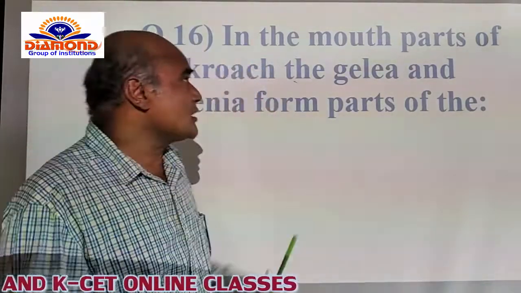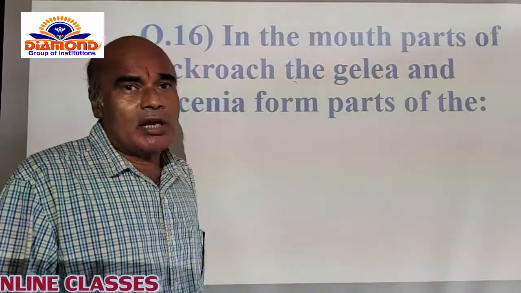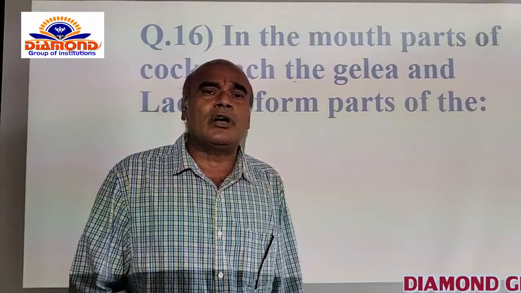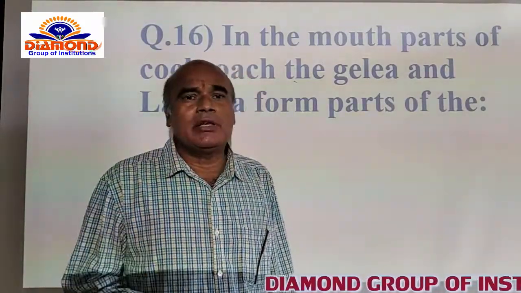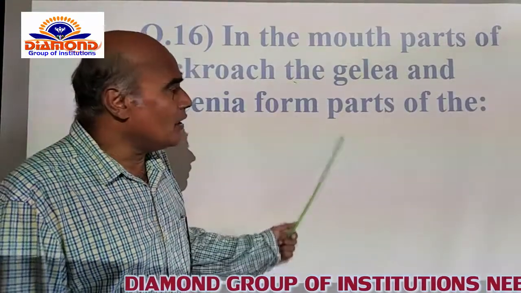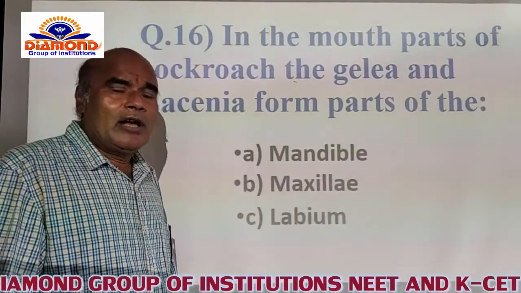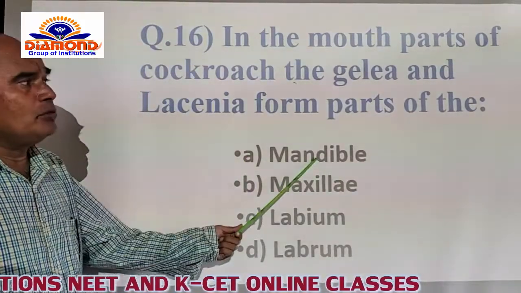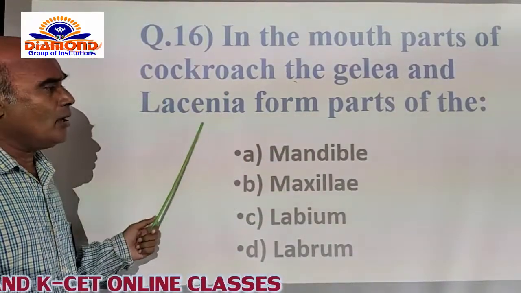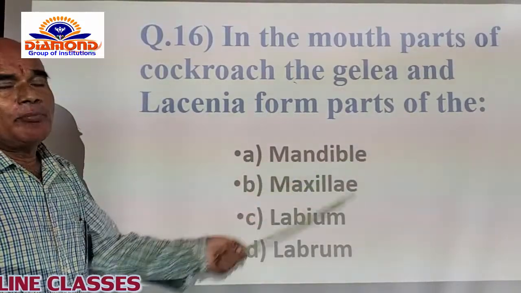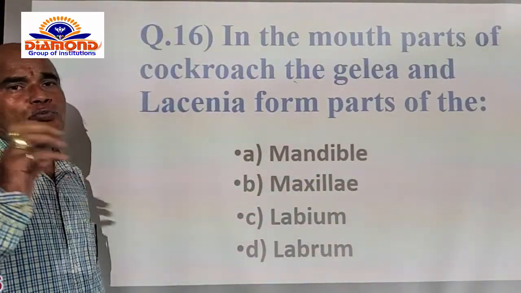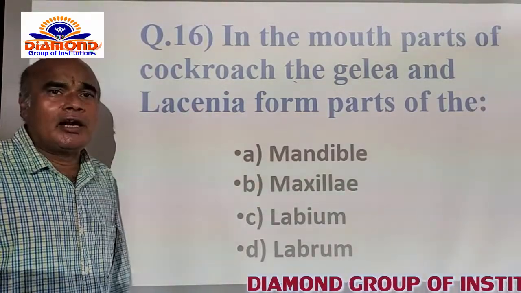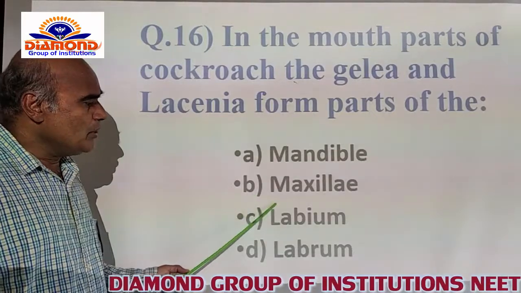Now the question is asking where the galea and lacinia, these 2 different parts, are present, or which part of the mouth parts of the cockroach contains them. The lacinia and galea are naturally present in the maxillary part. Now take option A, the mandible. Lacinia and galea are not parts of the mandible. The mandibles are very important mouth parts of the cockroach, helpful in the mastication or cutting of food particles. Here option B is the correct one.